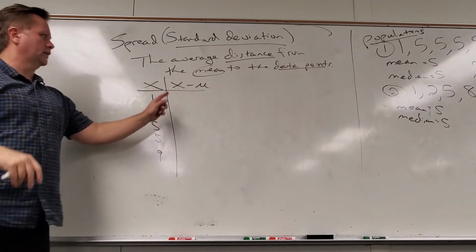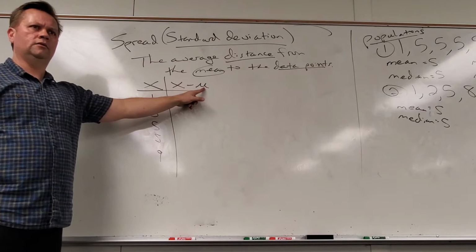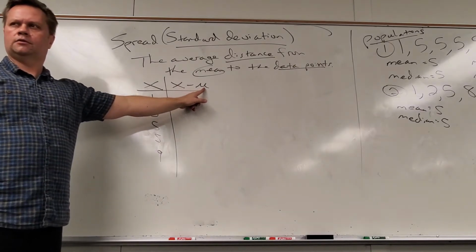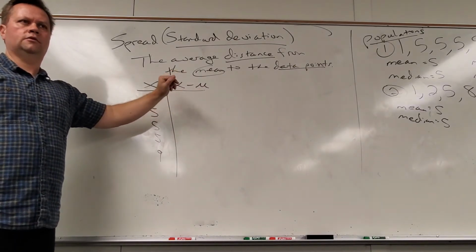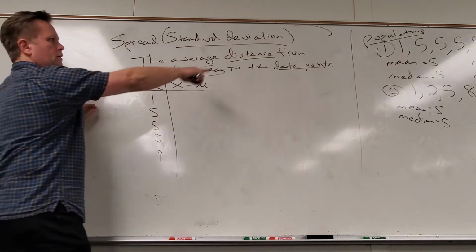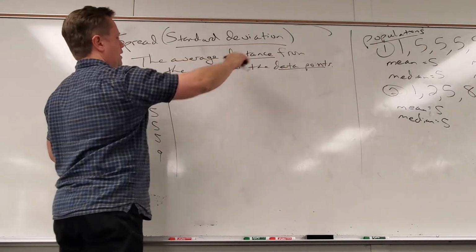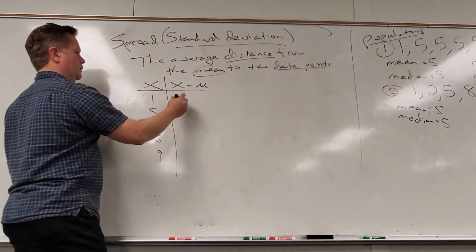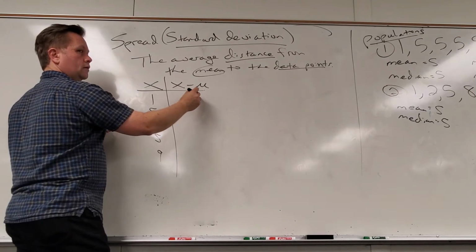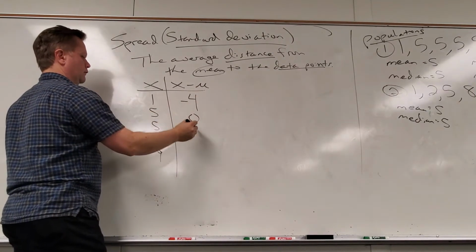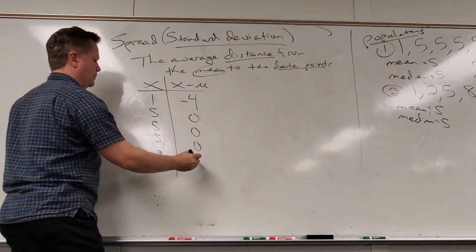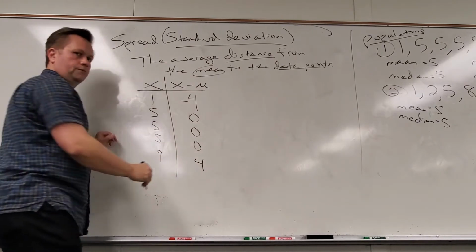Isn't that how far a data point is from the mean? So what do I get for each thing? What's the mean again? 5. So 1 minus 5? It's negative 4. There it is. 5 minus 5, 5 minus 5, 5 minus 5, 9 minus 5, 4.